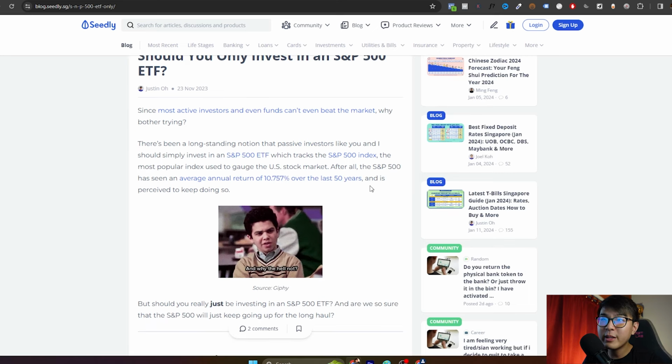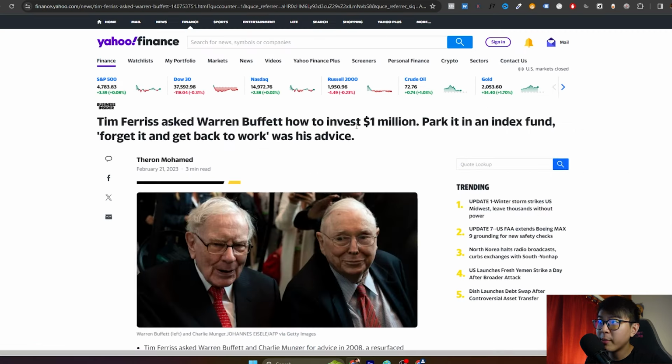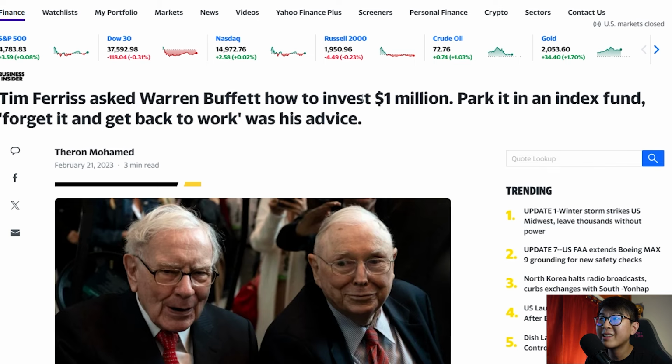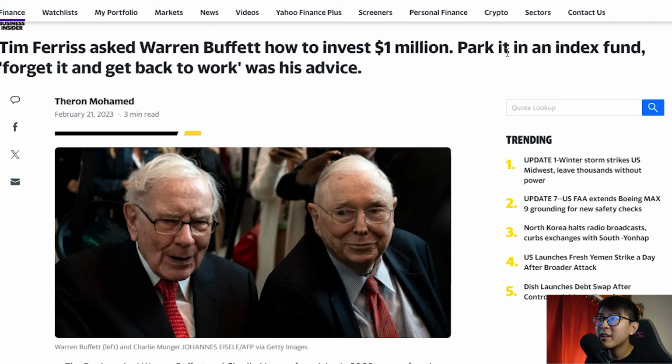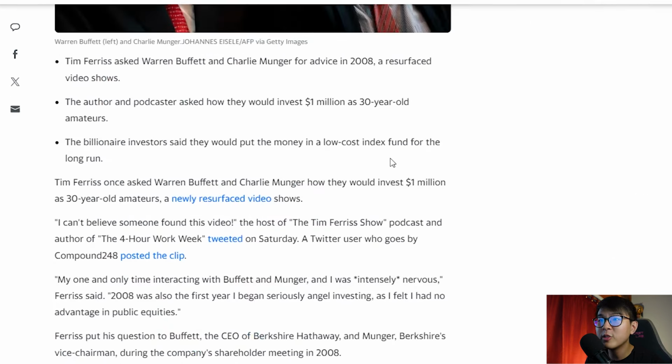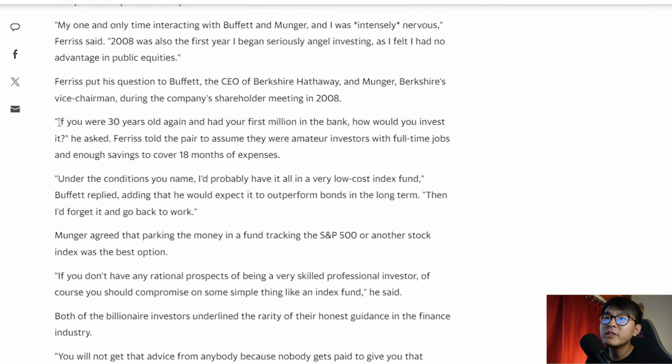Investing in the S&P is something I recommend for most beginners who aren't planning to learn a lot about finances. This advice is also given by Warren Buffett when asked how to invest $1 million. And investing in the index fund is what he feels most people should do. The question here is, if you were 30 years old again and had your first million in a bank, how would you invest it? Under the conditions you name, I'll probably have it all in a very low cost index fund. Then I'll forget it and go back to work.